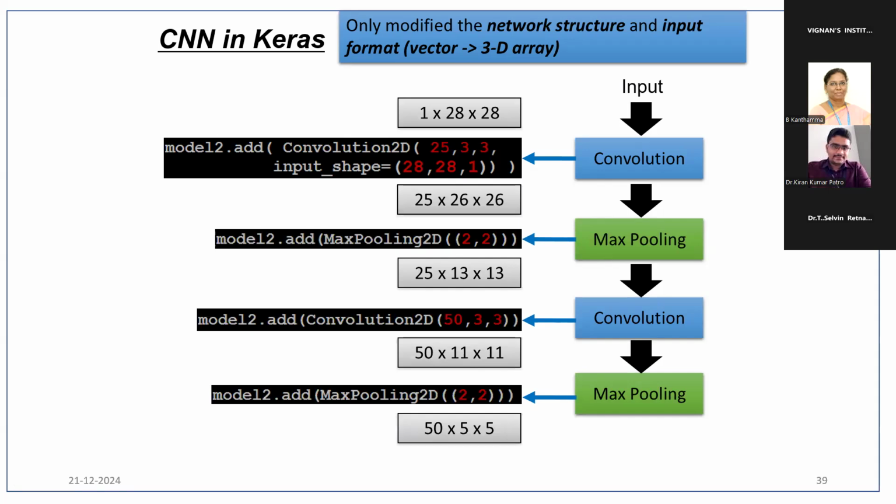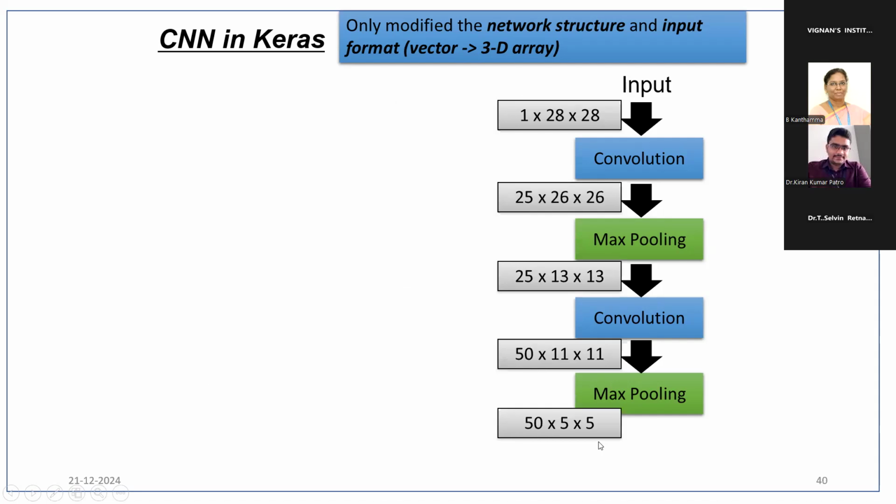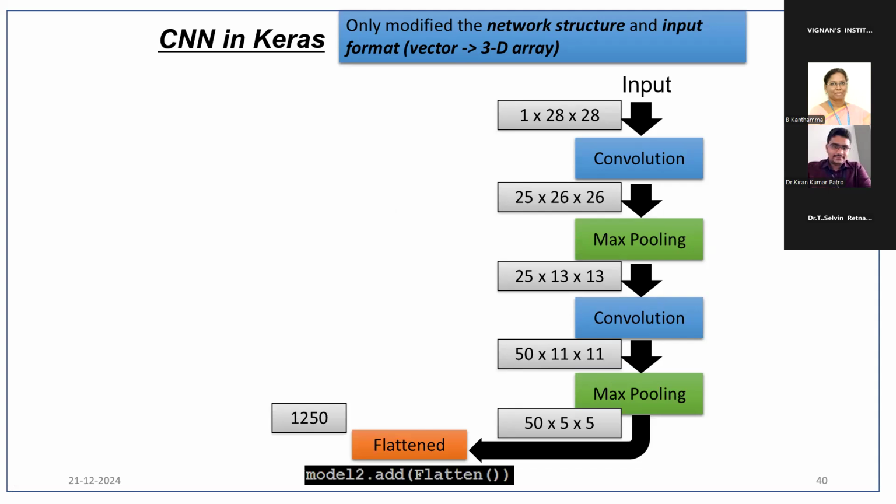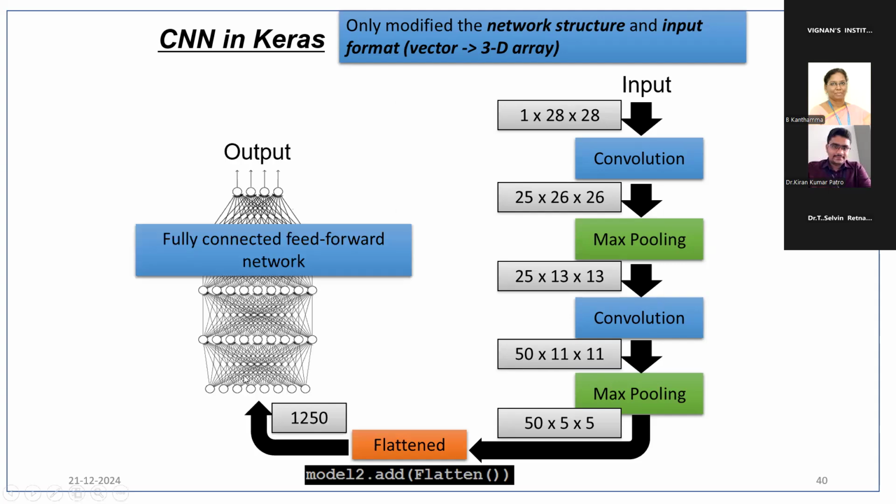So the original image size is 28 by 28. After the second max pooling, your image size is reduced to 5 by 5. Then it is flattened. So 5 by 5 means 5 into 5, 25. Sorry, 5 into 5 into 50 channels, total 1250 elements. You can apply the same to a fully connected feed-forward network, and then it will classify the output. So this is the methodology of CNN in Keras.